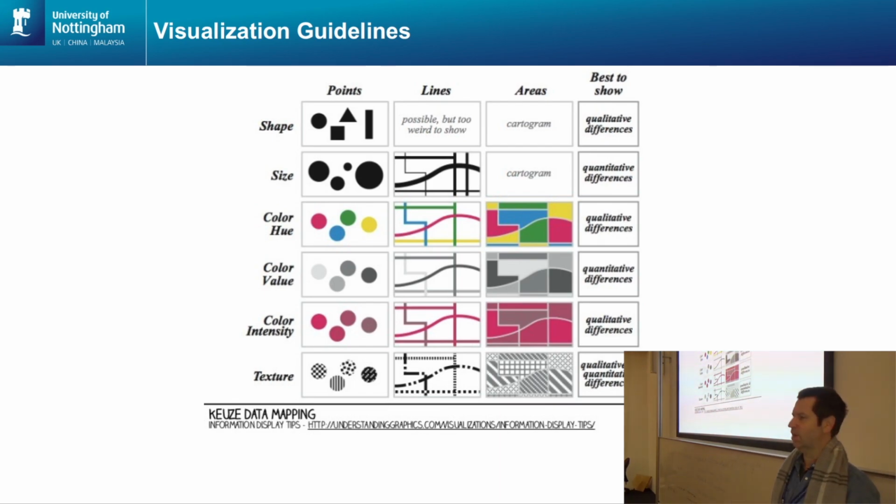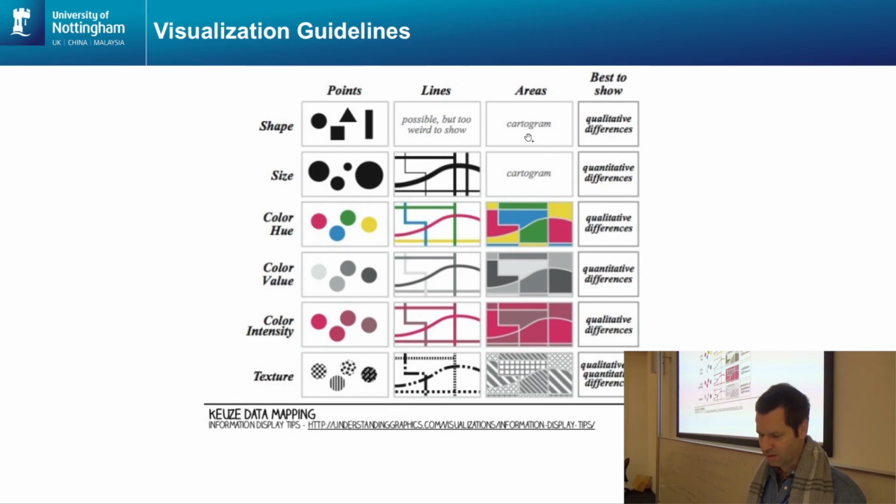And you can consult visualization guidelines. If you have some data and you want to represent it visually and you're not sure how, there are guidelines. Here are some guidelines. For example, shape could be mapped to points, lines, areas, and it's best to use shape when you have qualitative differences. Size can also be used to map to data, and lines can change their thickness.